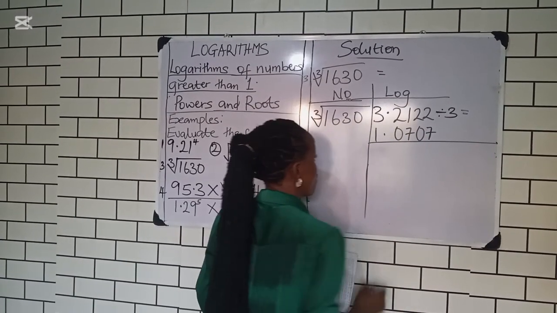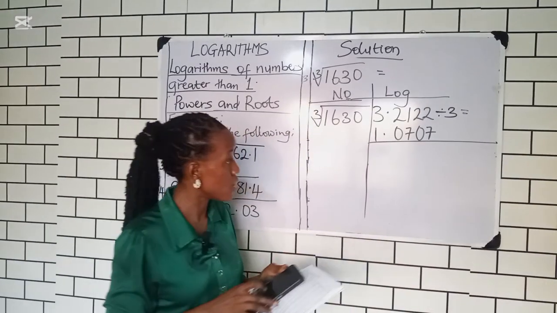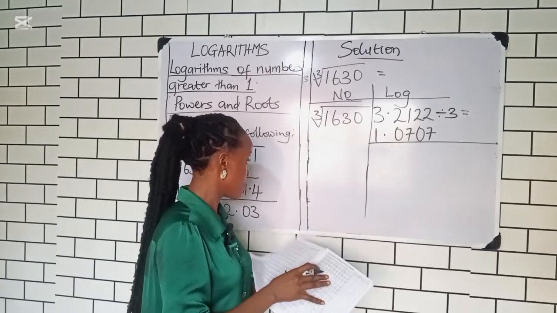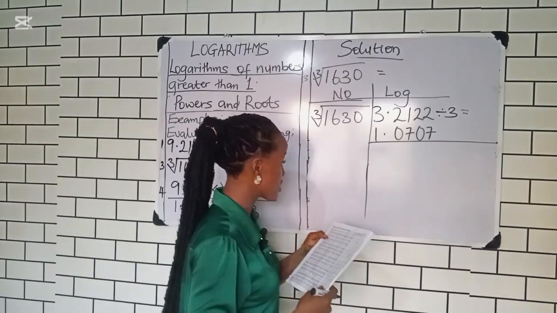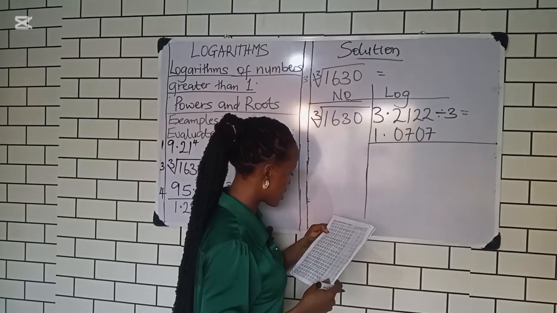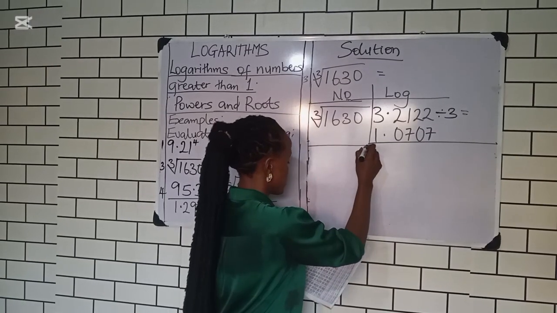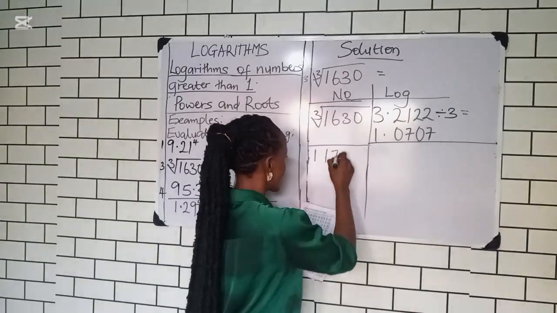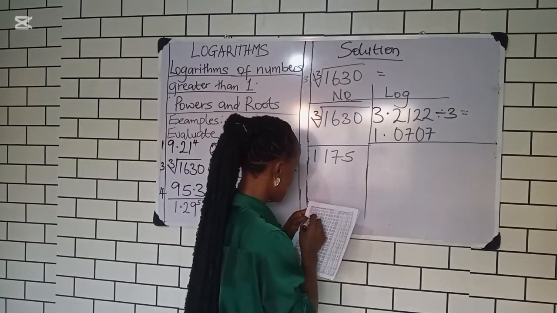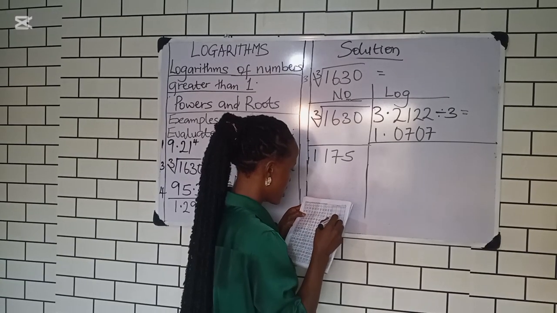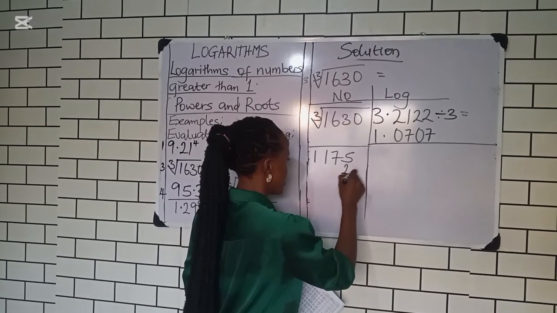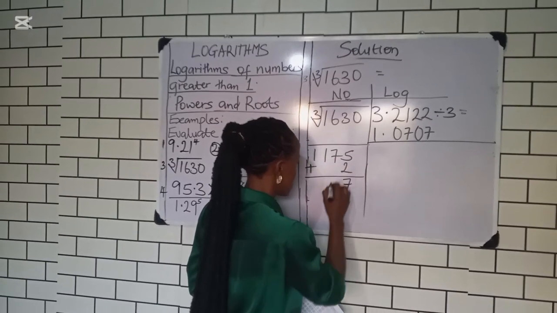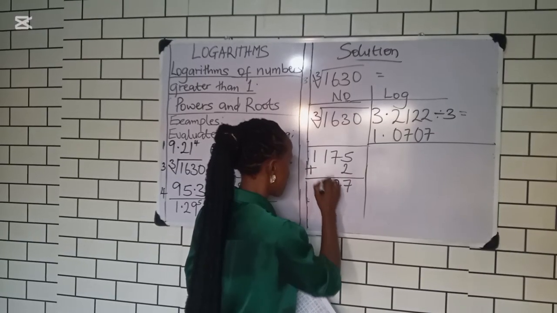Now we're going to look for 0.07 in the anti-logarithm table. 0.07 under 0, difference of 7. 0.07 under 0 is 1175. Difference of 7 here is 2. You add your difference, which is 2. 5 plus 2 will give us 7. There's no other digit here. Bring down your 7, bring down your 1, bring down your 1.